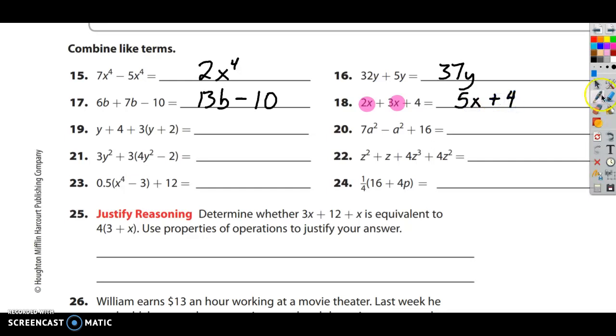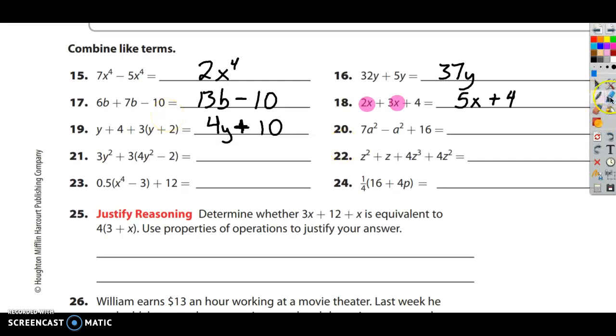Okay, number 19, this is where they kind of get just a little bit complicated. Before you do number 19, you need to do the distributive property here, and you need to do 3 times y. 3 times y is 3y. And you need to do 3 times 2, which is 6. Now you can combine your y and your 3y. What's 1y plus 3y? That's 4y's. And you can combine your 4 and your 6. That's 10. So we've got 4y plus 10. If these start to get complicated, feel free to watch any portion of these videos a second time.